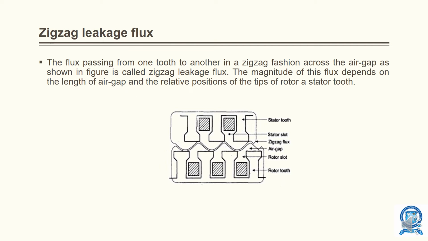Zigzag leakage flux. The flux passing from one tooth to another in zigzag fashion across the air gap, as shown in the figure, we call zigzag leakage flux. The magnitude of flux depends on the length of the air gap and the relative positions of the tips of rotor and stator.